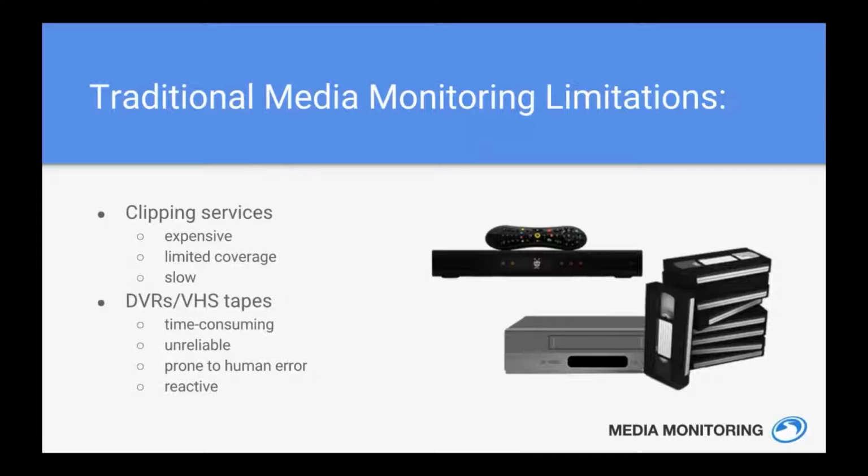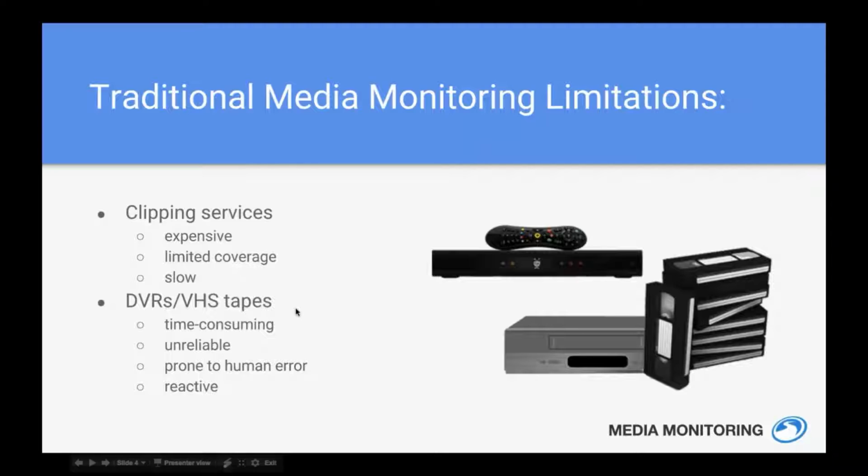And traditionally, folks use clipping services, which can be expensive and might provide limited coverage. They might not record all the channels that you want to be able to search. Expensive because they often charge per clip or per seat. And for some of the older services, they can be slow. They're not web-based. They require some time to send you the high-resolution clip of a show.